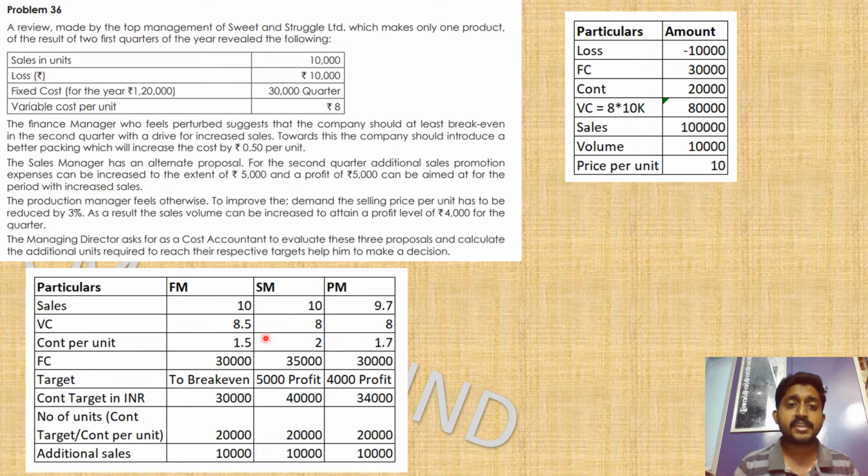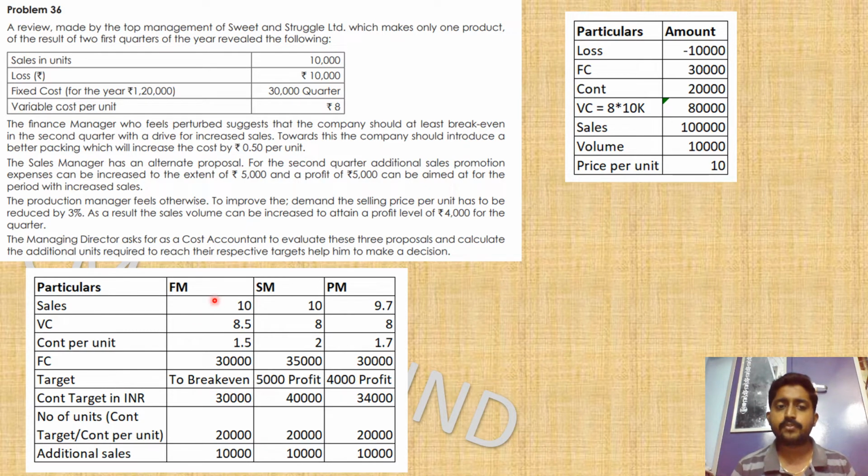Next, the sales manager wants to increase the sales promotion expense by 5,000 rupees. So fixed sales promotion expense is a fixed cost. Already the fixed cost is 30,000. Now we are increasing it by 5,000, it becomes 35,000. Now the production manager just cuts the selling price. That was his suggestion. So the same fixed cost is going to remain, which is 30,000.